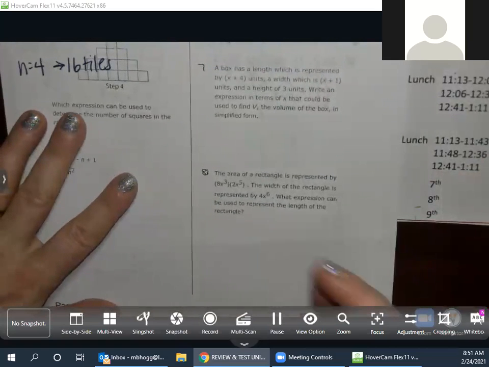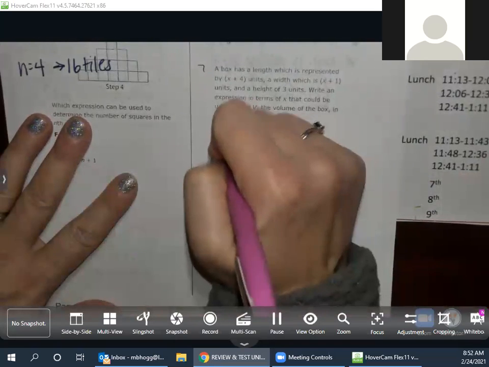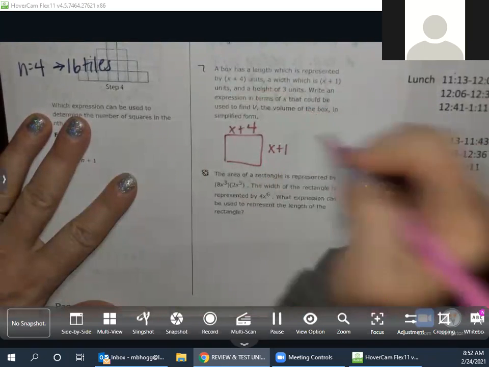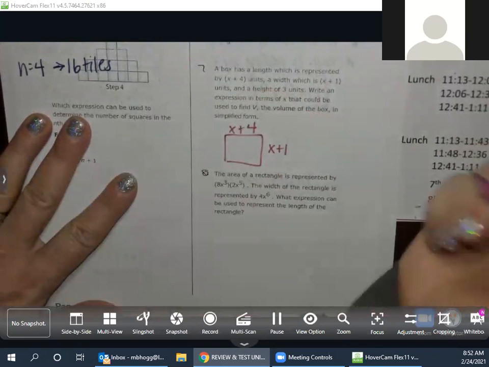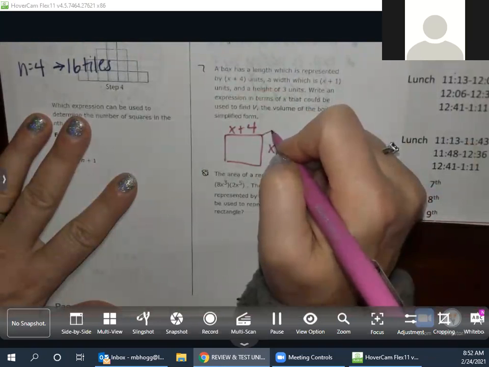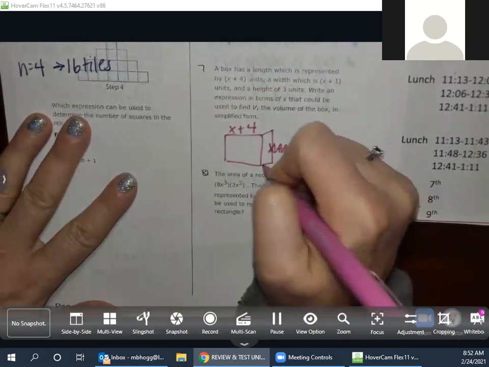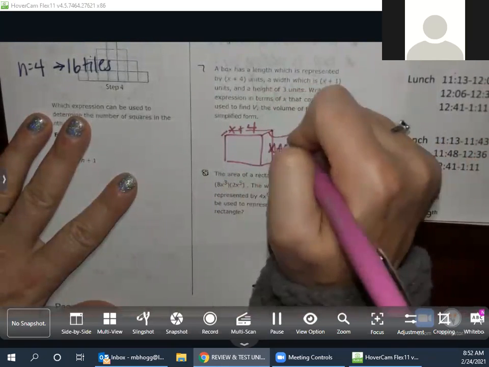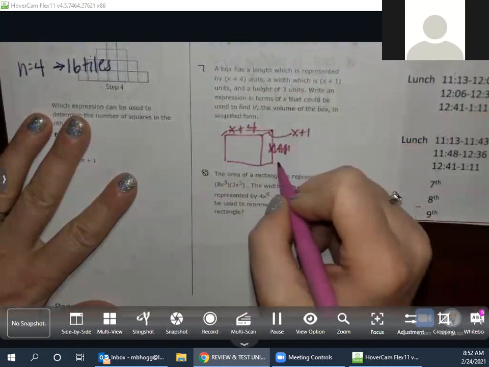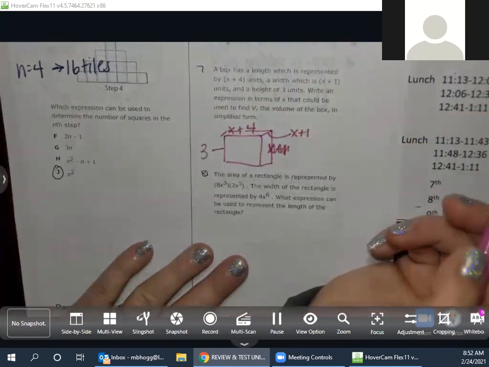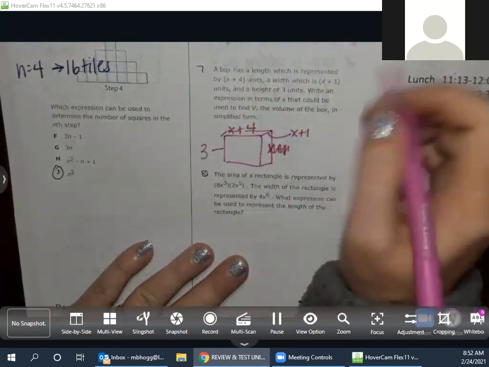Number 7. A box has a length represented by x plus 4 and a width, which is x plus 1. Oh, it's a box. Dang it. I'm terrible at drawing 3D shapes. Are y'all good at this? Because I'm not. Okay, so this is x plus 1. That's the width. And then the height, this part is 3. Fabulous.